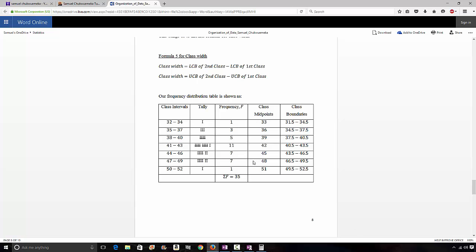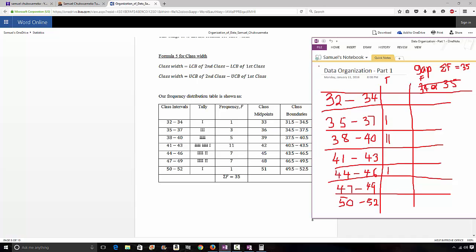How do you find the class boundaries? The first thing, the formula for class boundaries, is you want to find the upper class boundary of the first class. And why don't you start from the lower? Because the lower doesn't give the formula. To find the upper class boundary, UCB, of the first class, you take the average of the upper class interval of the first class and the lower class interval of the second class. That average gives you the upper class boundary of the first class.